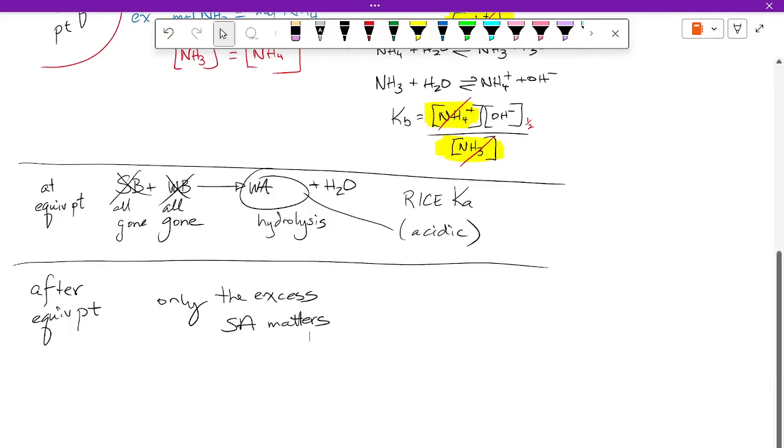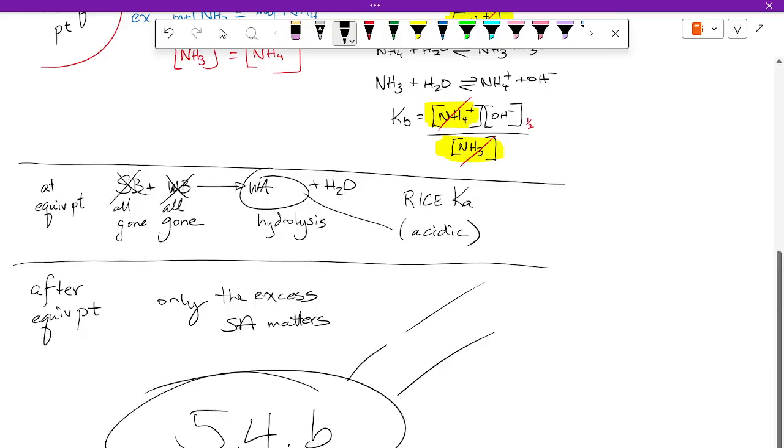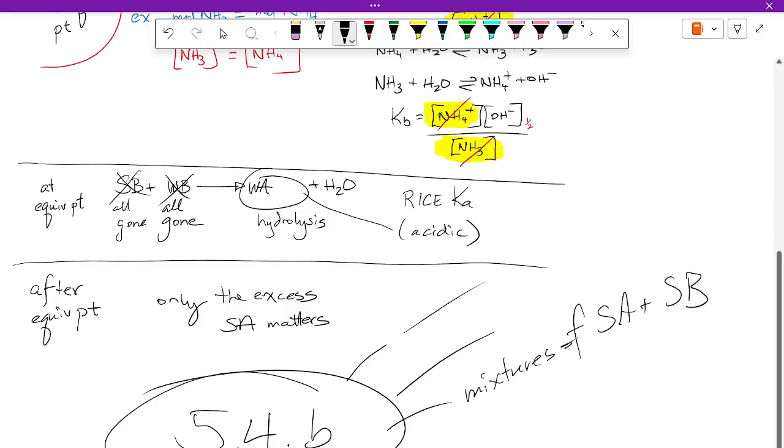I think that's it for today. So we are going to assign you the questions in 5.4b, because that's going to take care of the second part of Friday's quiz. You did the hydrolysis stuff yesterday. You are doing the mixtures of strong acids and strong bases today. So that's part of Friday's quiz as well, so you'll have done both.